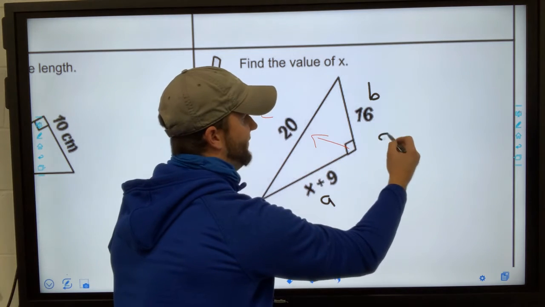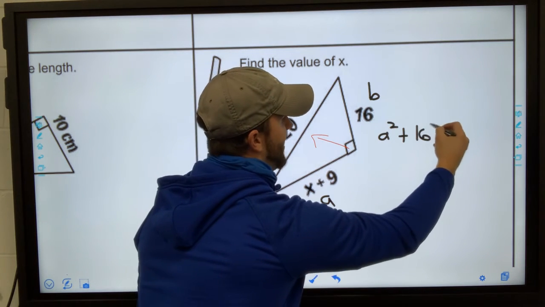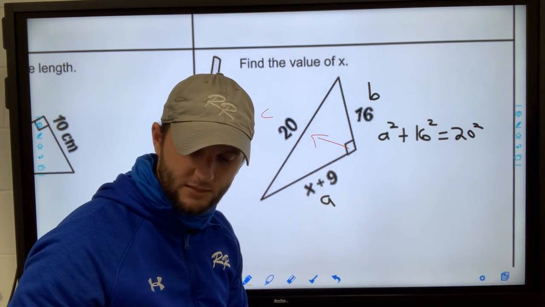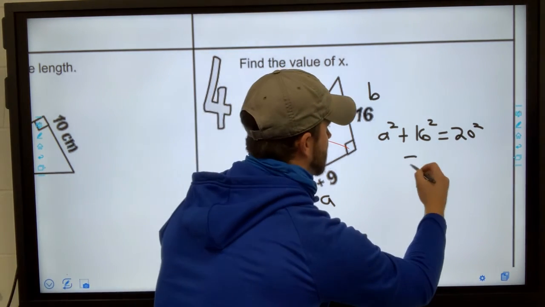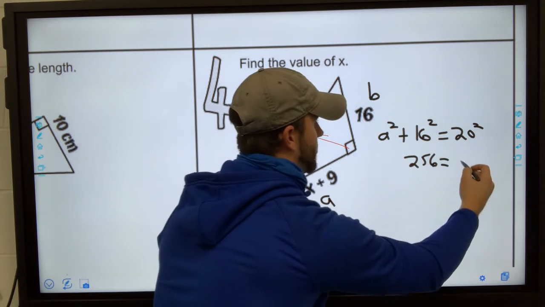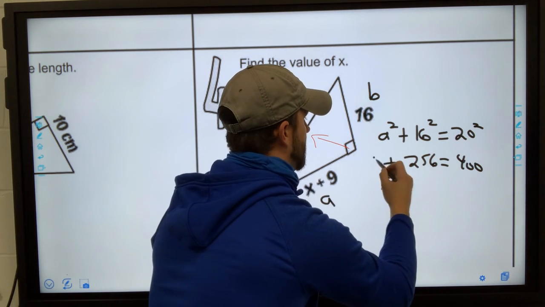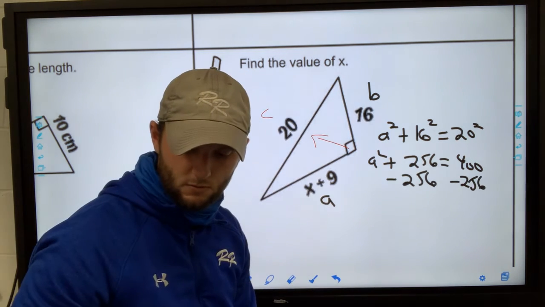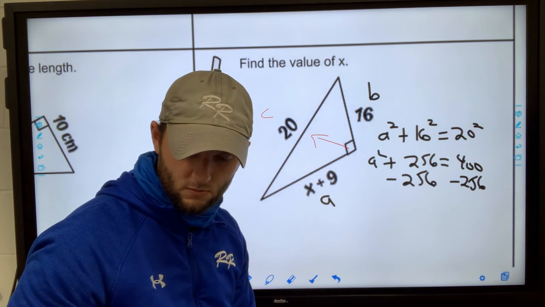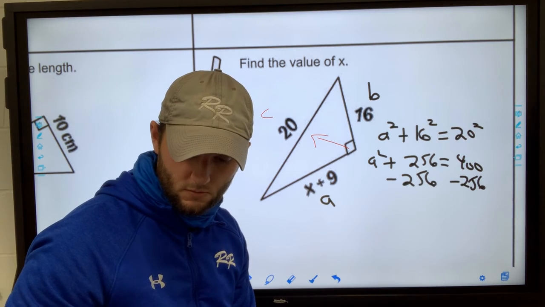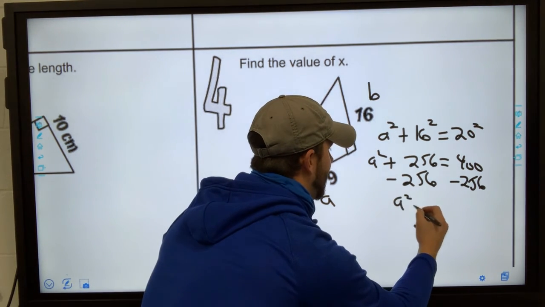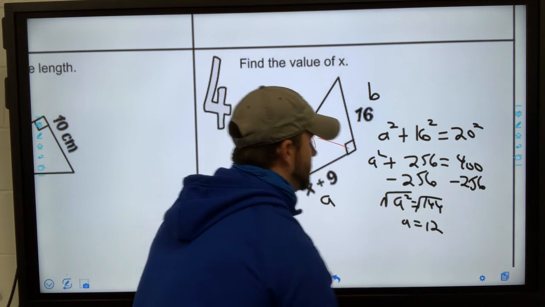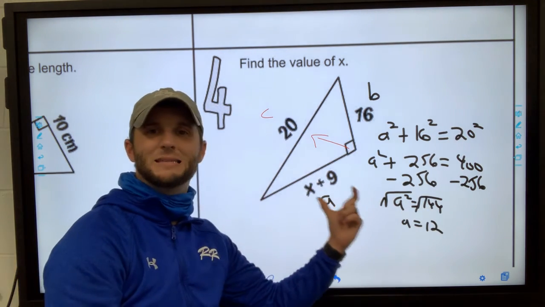So right now I'm trying to find A. I have my B value, I have my C value, okay? So 16 times 16 is going to give you 256. 20 times 20 is going to give you 400. I'm going to subtract 256 on both sides, which is going to give you 144. And then I'm going to take the square root of both sides, which A is going to end up giving you 12. So right now, it's wanting to find the value of x.